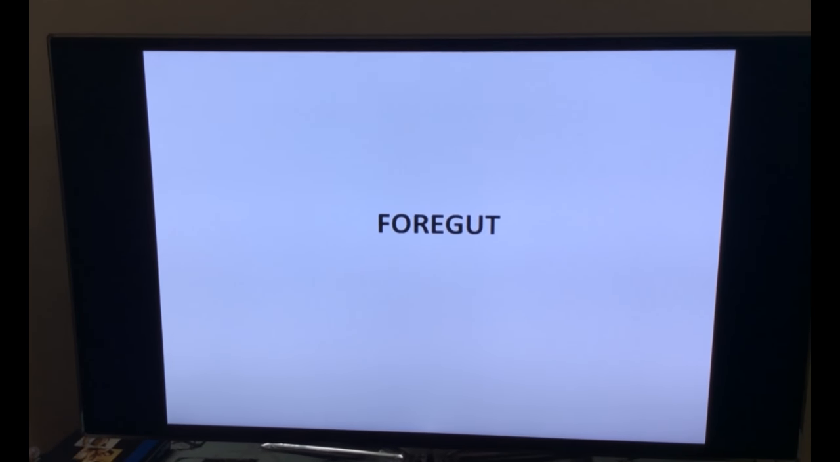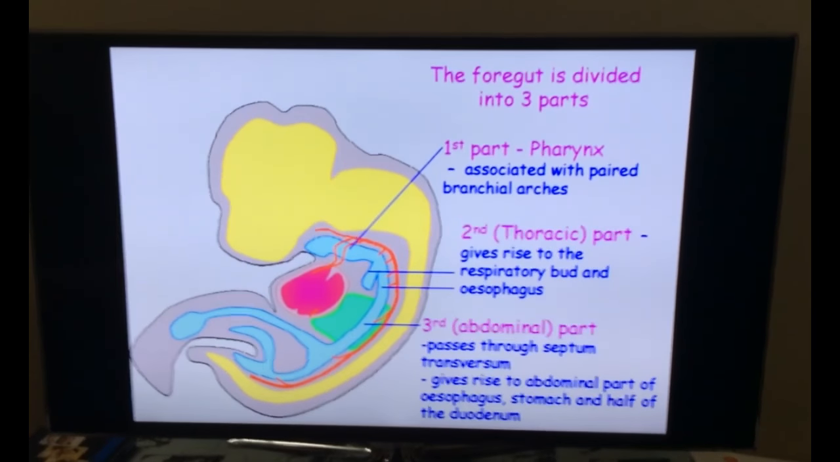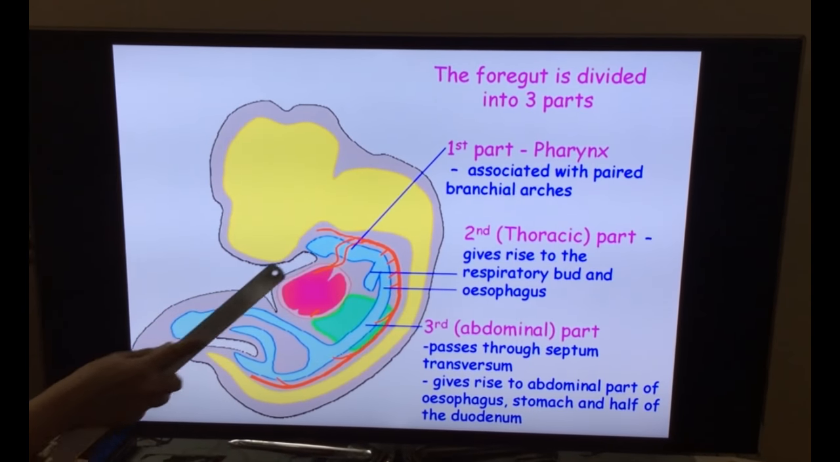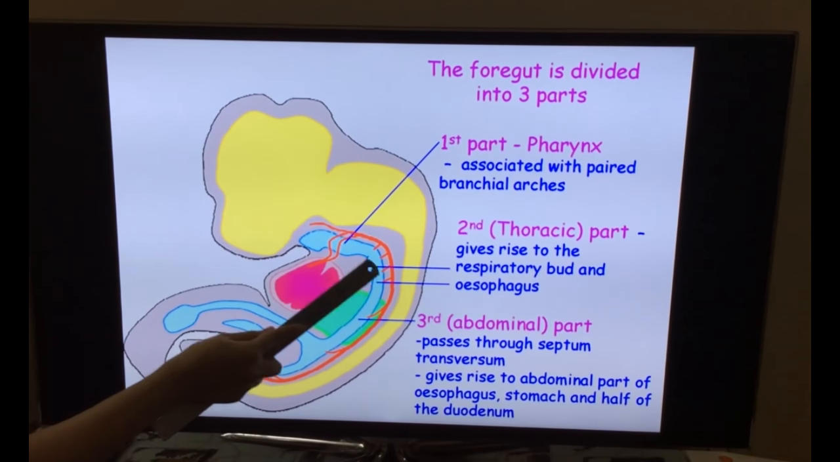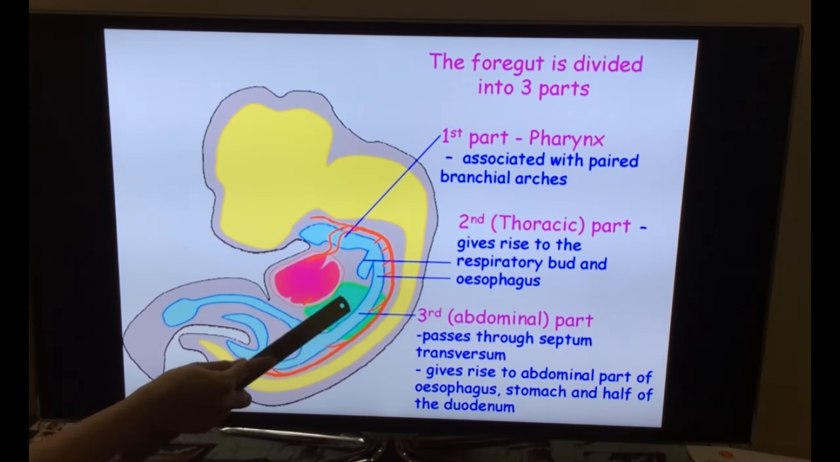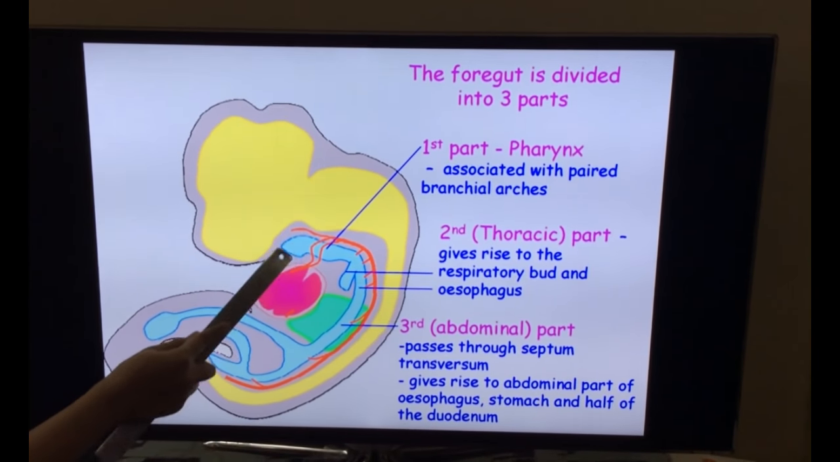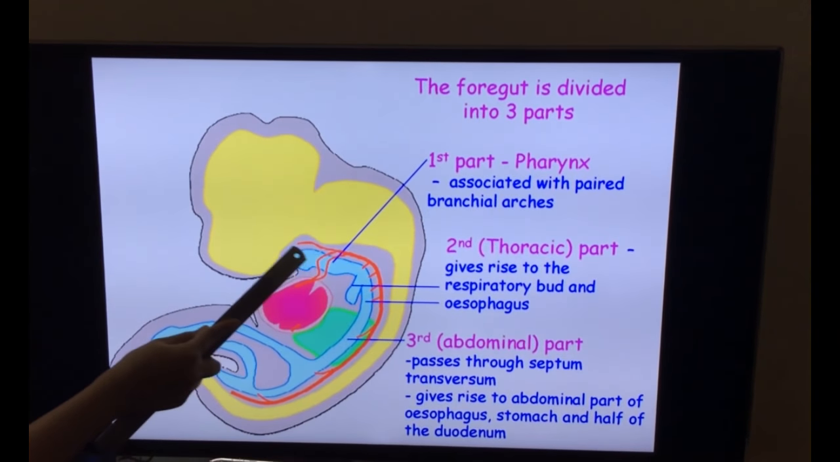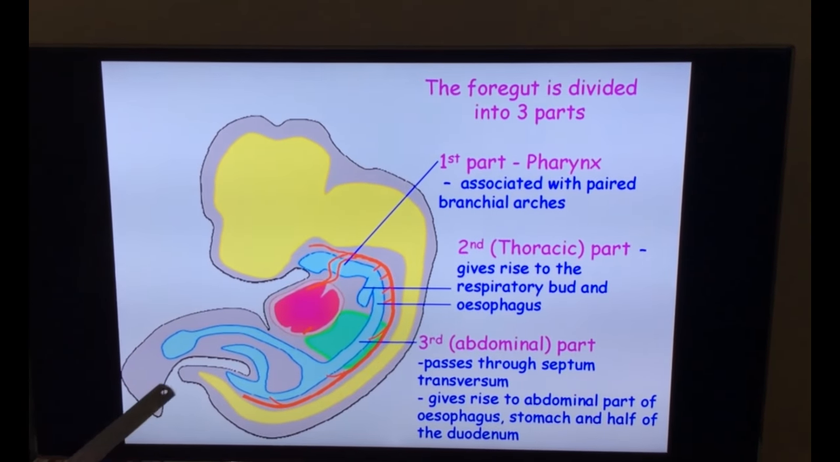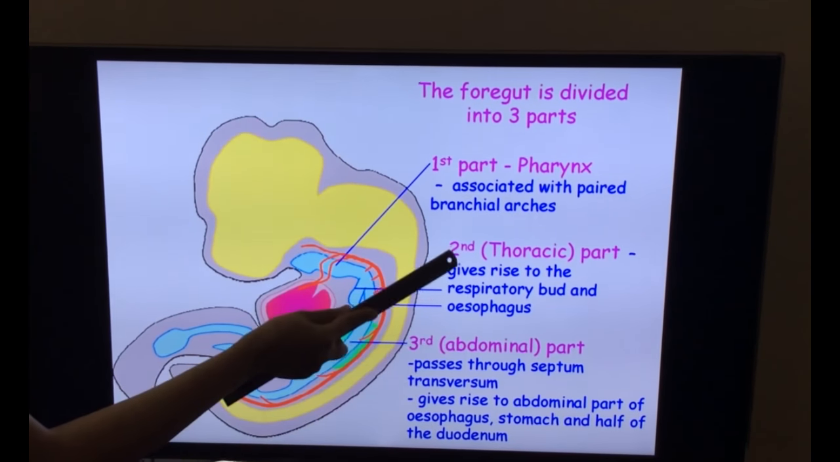The foregut, as I told earlier, extends from the buccopharyngeal membrane till the area where the liver bud develops. So that part is the foregut, which gives rise to different structures. It can be divided into three parts.